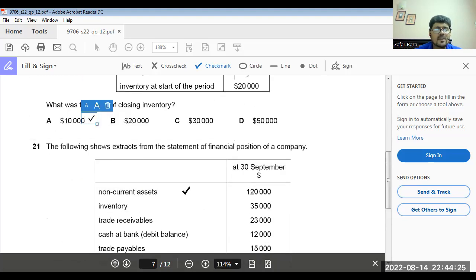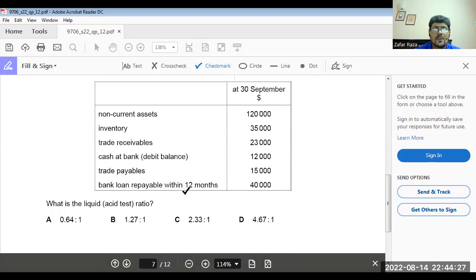The following extracts were from a statement of financial position of a company. Okay. Non-current assets, inventory, trade receivables, cash at bank, debit balance. Okay. Trade payables, bank loan payable within 12 months. What is the liquid asset test ratio? So we all know how to calculate the current ratio. What we do for the liquidity ratio, we have to take liquid assets like trade receivables and cash at bank, no inventory, no non-current assets. And the liabilities, what we have to take is trade payables.